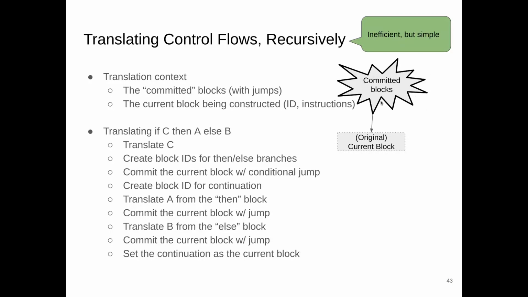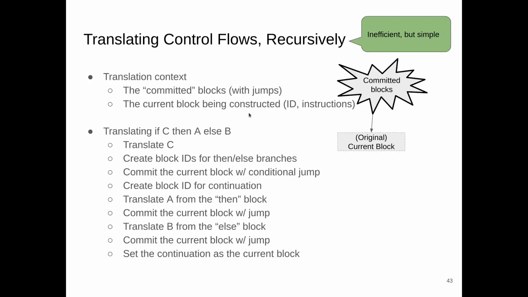Jump to here, here, here, here, here. And it also consists of the current block that is currently being constructed. So this is the current block onto which you're going to translate the given statement. And you're going to have the block's ID and also the existing instructions that were previously translated so far. So now, if you're given this context, the committed blocks and the current block being constructed, assume that you are going to translate if C, then A, and else B.